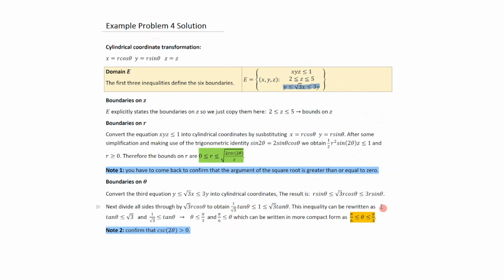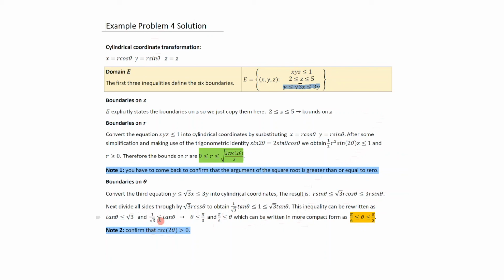But you can rewrite this inequality in the following form. You can say that this is equivalent to tan theta being less than or equal to square root 3, which means we just reorganized these 2 terms. And then 1 over square root 3 less than or equal to tan theta. So that's just a matter of reworking these 2, bringing the root 3 over onto this side.